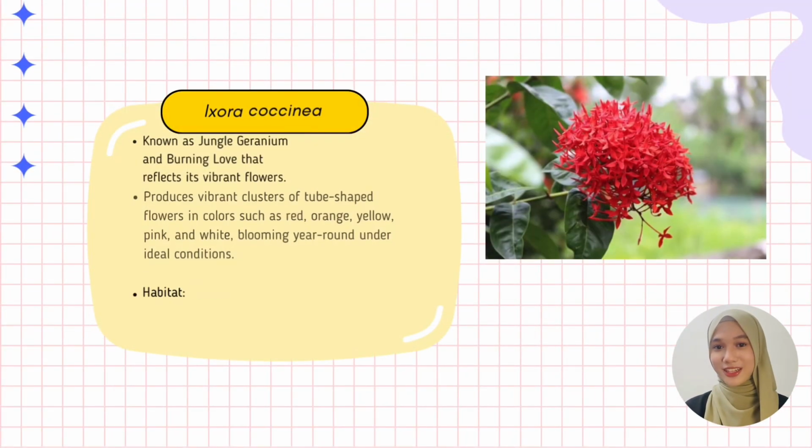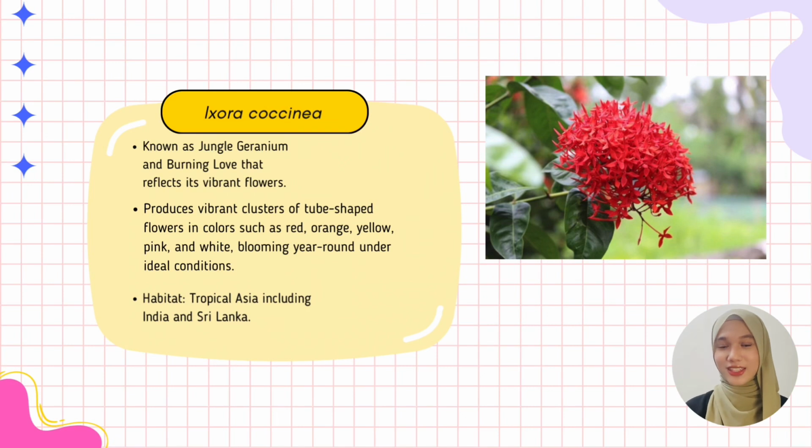The last sample is Ixora coccinea, known as jungle geranium and flame of the woods, which reflects its vibrant flowers. Ixora coccinea produces vibrant clusters of tube-shaped flowers in colors such as red, orange, yellow, pink, and white, blooming year-round under ideal conditions. It can be found in tropical Asia, including India and Sri Lanka.